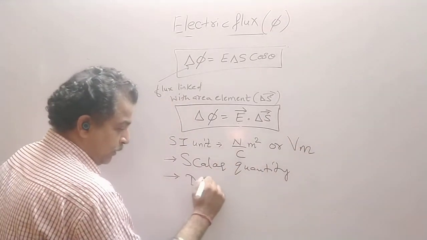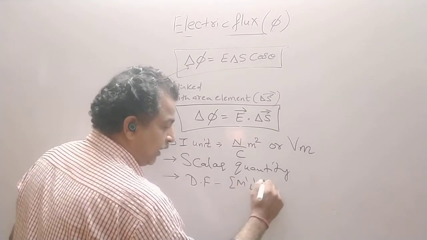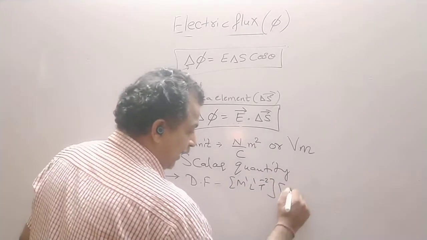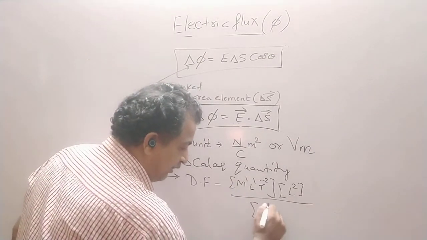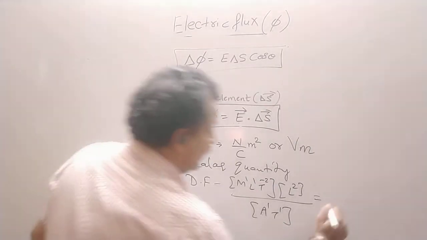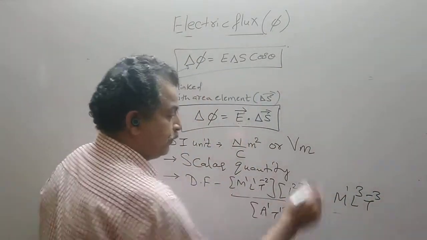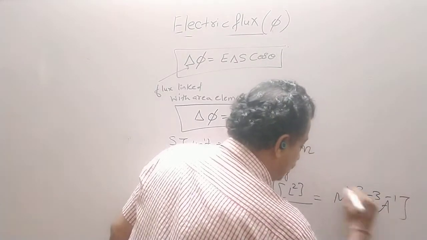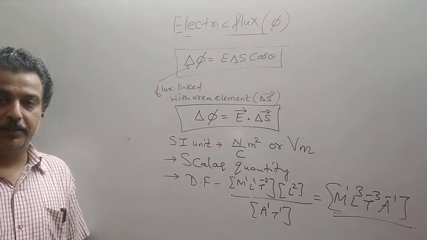Dimensional formula. For Newton, I write M1 L1 T minus 2. For meter square, I write L square, upon Coulomb. For that, I write A1 T1. So the dimensional formula becomes M1 L3 T minus 3 A minus 1. So this is the dimensional formula of the electric flux.